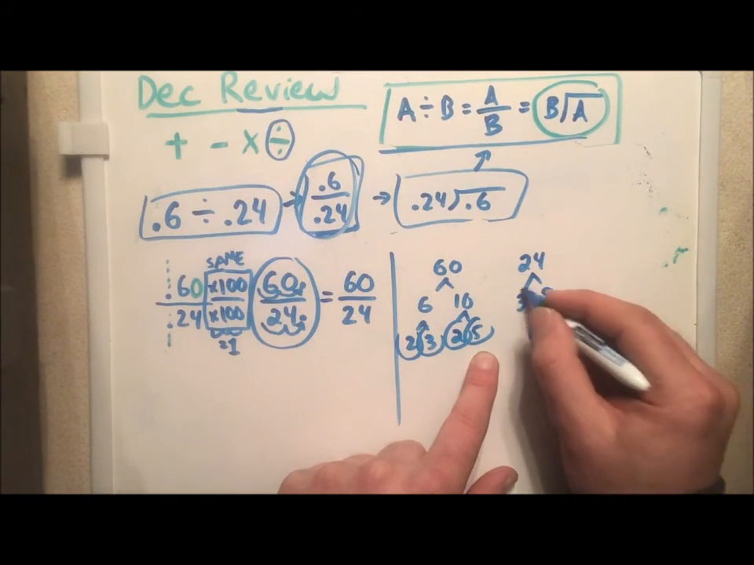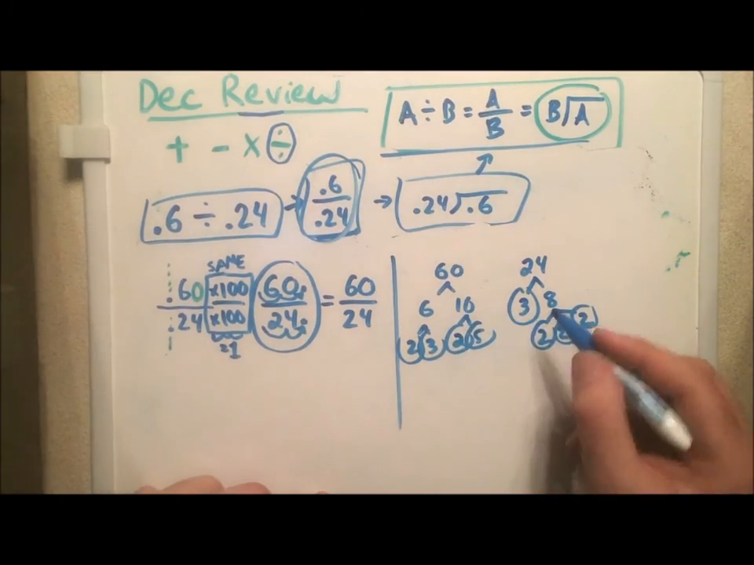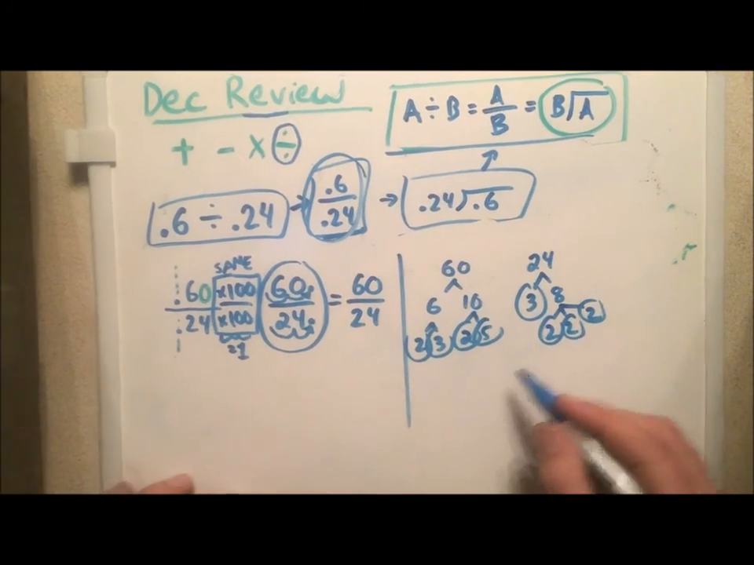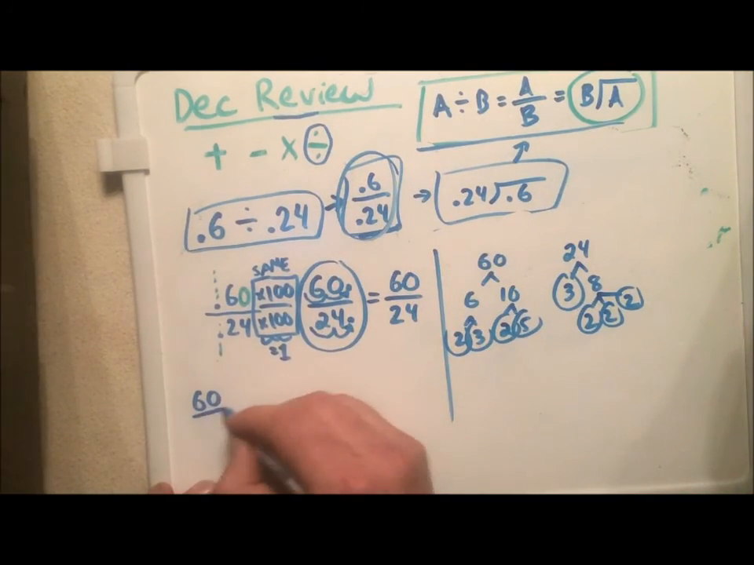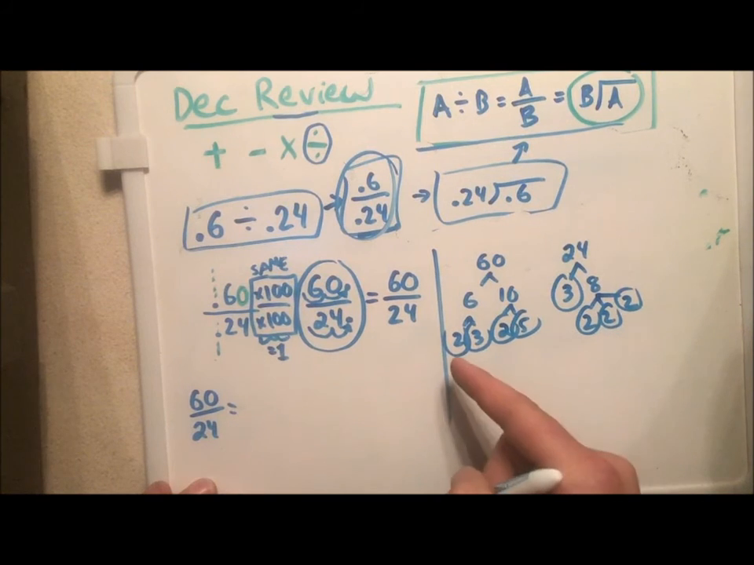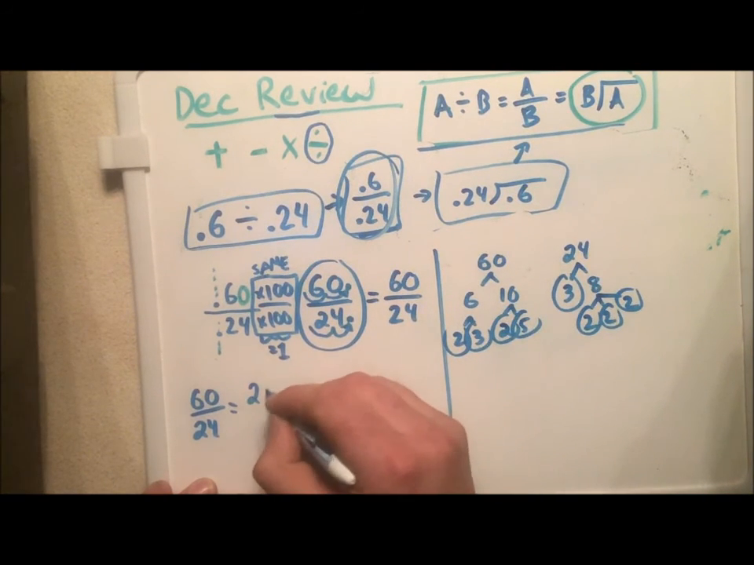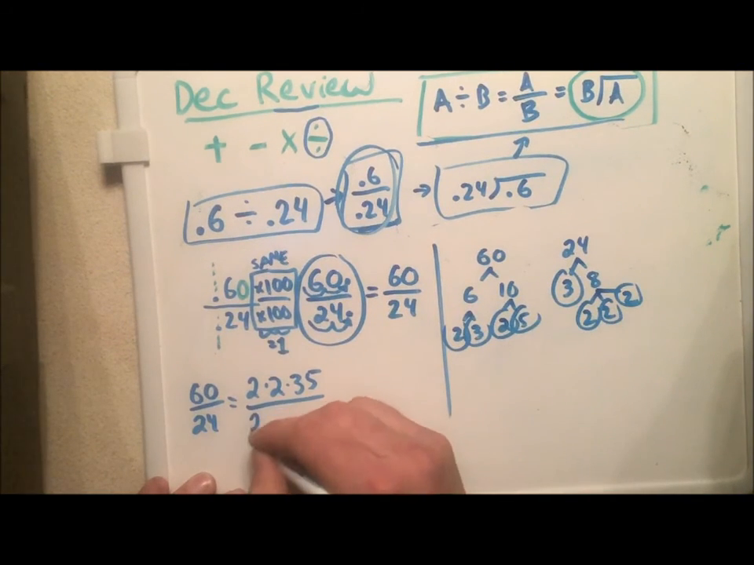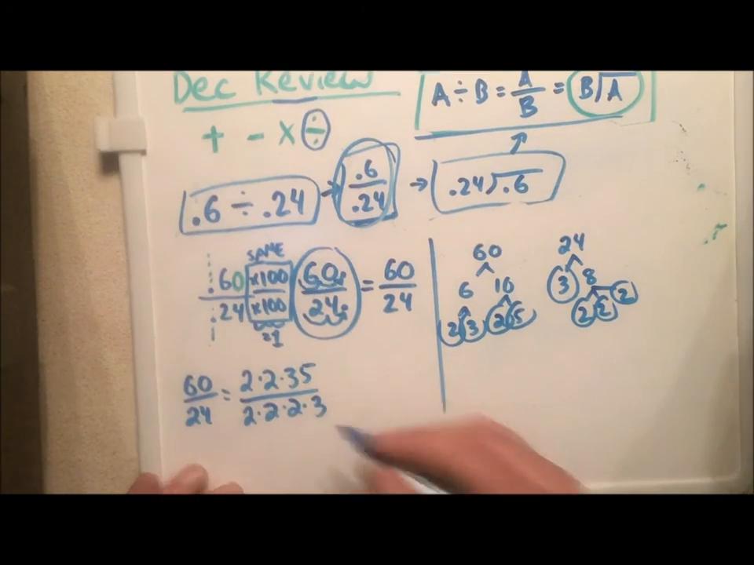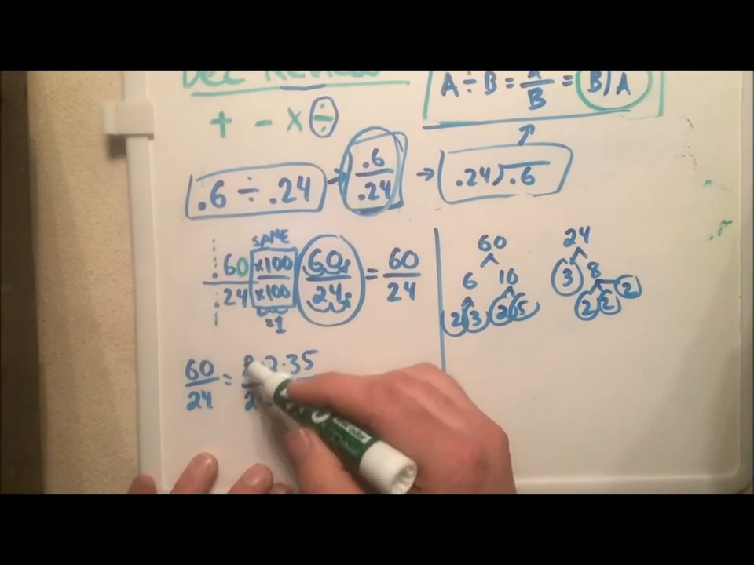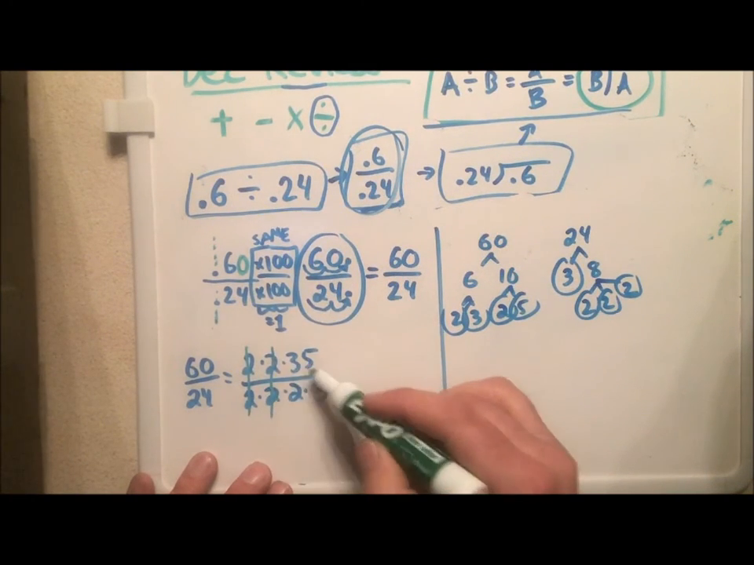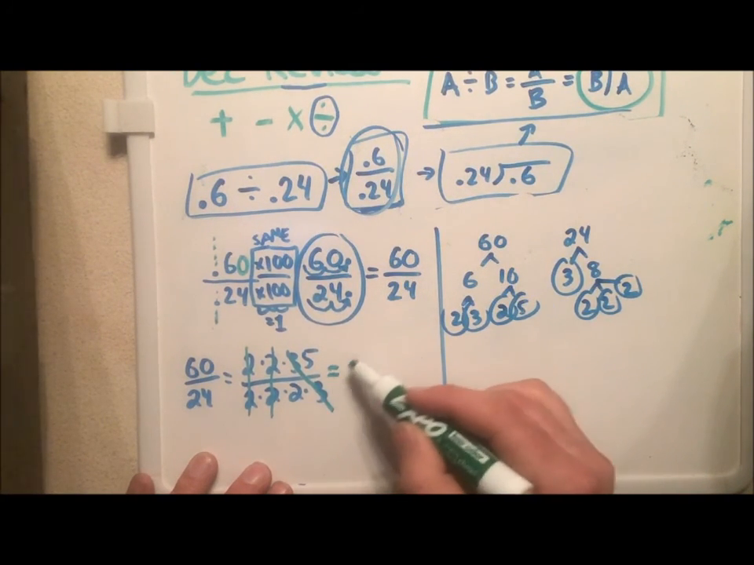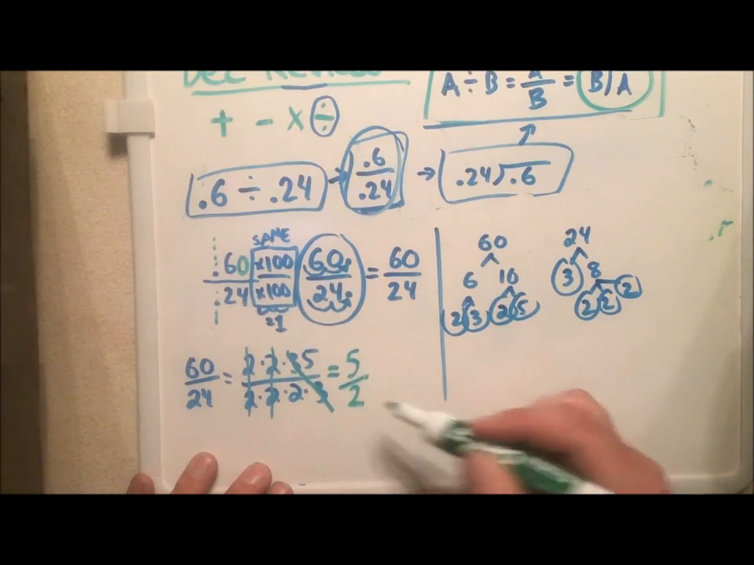Okay. If you're not sure about these guys, there's lots of videos about these. These are called factor trees. So I take 60 over 24, and I say 60 is 2, 2, 3, 5. 24 is 2, 2, 2, 3. And then lucky for us, a lot of these things will cancel out. Those go away, those go away. The 3 cancels the 3. All I'm left with is the 5 over the 2.